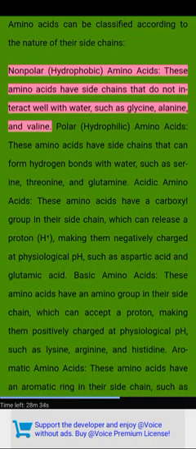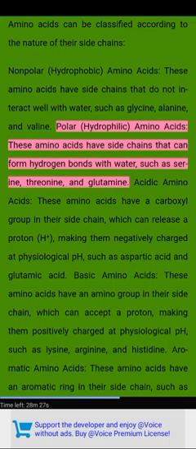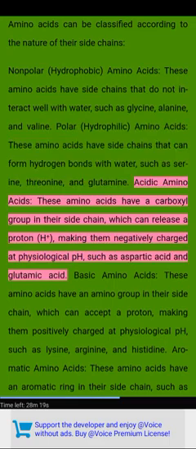Nonpolar hydrophobic amino acids. These amino acids have side chains that do not interact well with water, such as glycine, alanine, and valine. Polar hydrophilic amino acids. These amino acids have side chains that can form hydrogen bonds with water, such as serine, threonine, and glutamine. Acidic amino acids. These amino acids have a carboxyl group in their side chain, which can release a proton (H+), making them negatively charged at physiological pH, such as aspartic acid and glutamic acid.